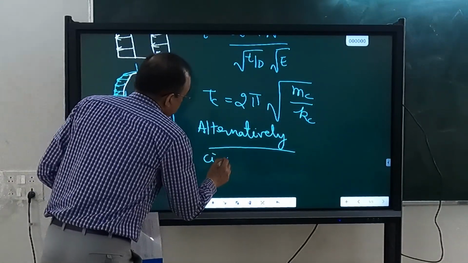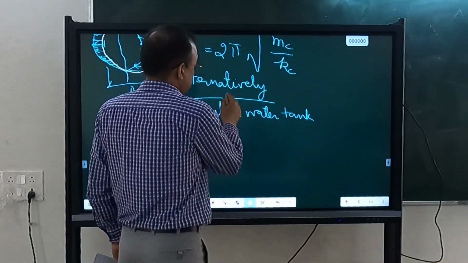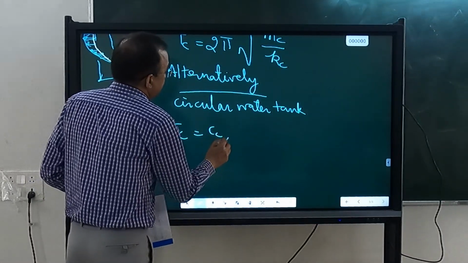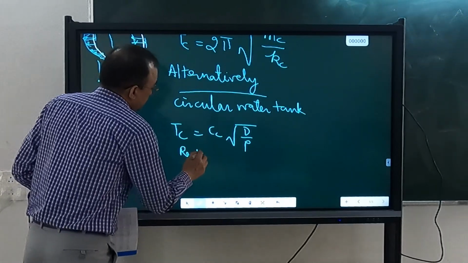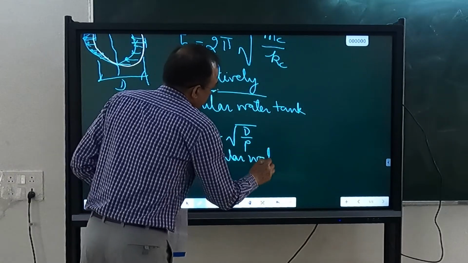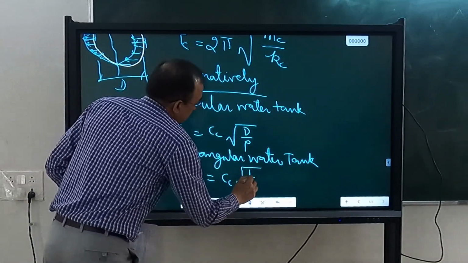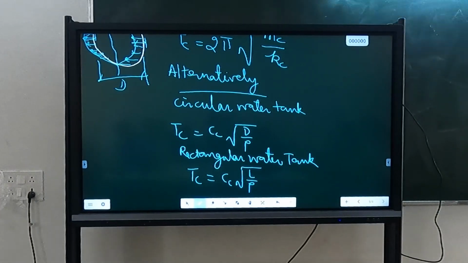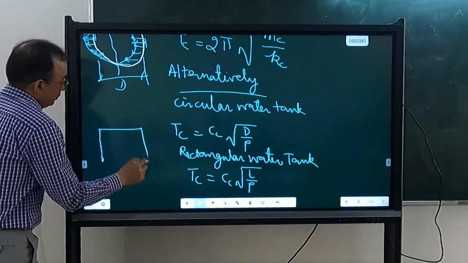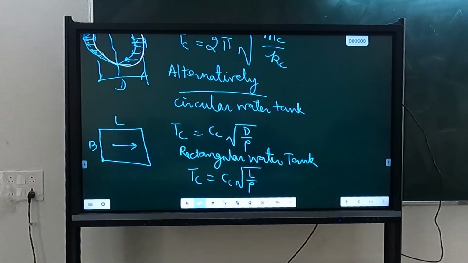In case of a circular water tank, you can get Tc as Cc square root of D by g. And for a rectangular water tank, Tc is Cc square root of L by g. Okay, L is the dimension of the water tank in the direction of shaking, and B is the dimension perpendicular to the shaking. So if you are considering shaking in this direction, this is L and this is B. In case of a circular water tank, everything is D. Both are D, so there is no point.